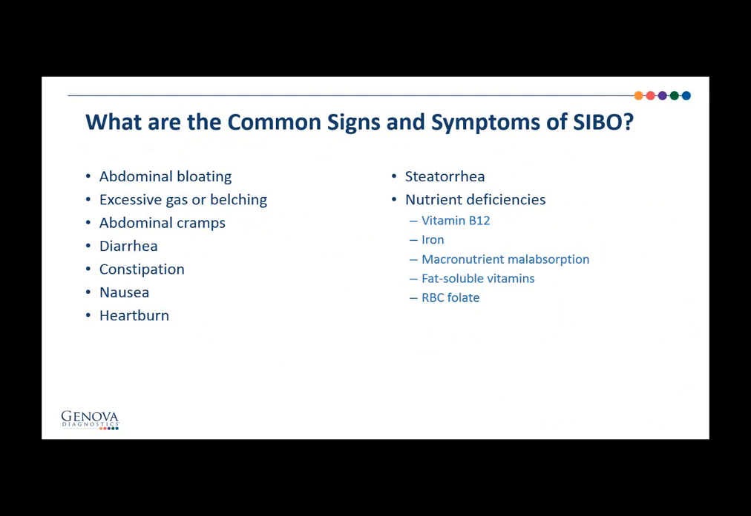Other symptoms might include excessive gas or belching, abdominal cramping, diarrhea or constipation, some more upper GI type symptoms, nausea, heartburn. Also, steatorrhea is a sign of maldigestion or malabsorption of fats. Nutrient deficiencies, so some of the B vitamins, iron, macronutrients, we talked about fats, also protein can be involved there, fat-soluble vitamins, things like that.